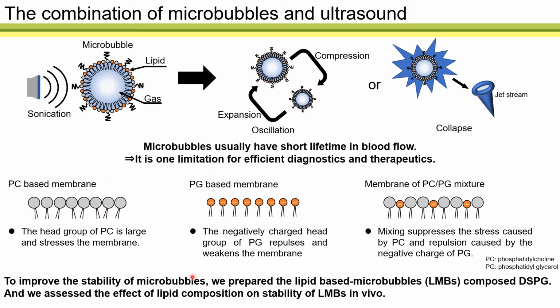This shows the structures of the PC or PG-based membrane. The head group of PC is large and stresses the membrane. The negatively charged head group of PG repels and weakens the membrane. By mixing PC and PG, stress and repulsion on the membrane are suppressed, and the stability of the membrane is improved. We hypothesize that the addition of PG would be useful in improving the stability of microbubbles.